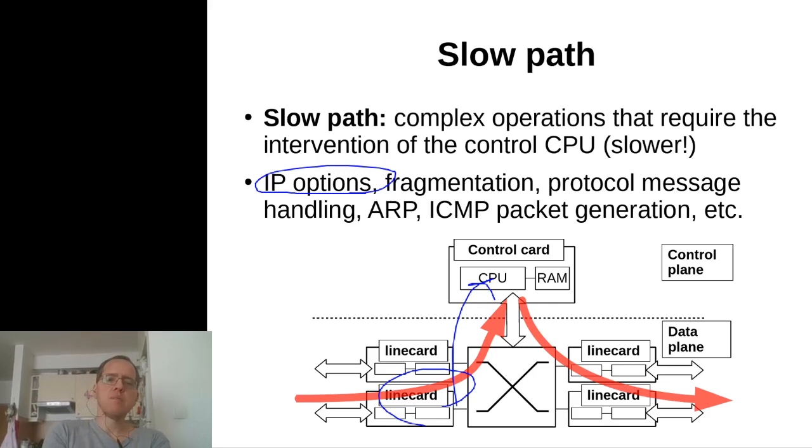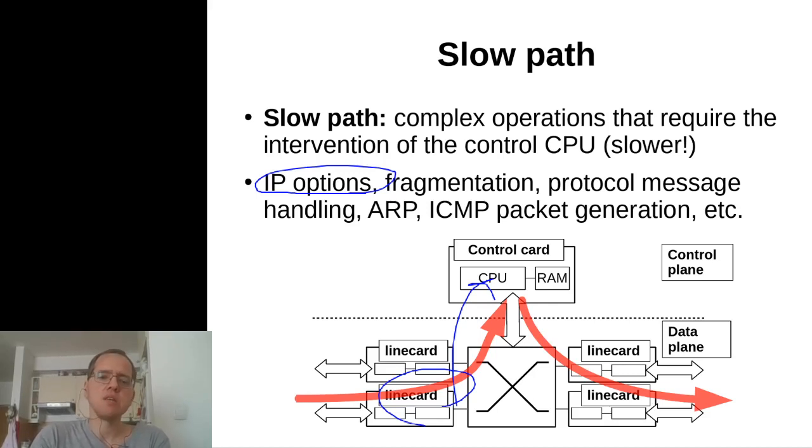The other might be fragmentation. Some of the line cards do not have enough intelligence to be able to implement all the fragmentation and defragmentation state machine of IP. So whenever an IP router detects fragments, it may involve the control CPU and the slow path processing.